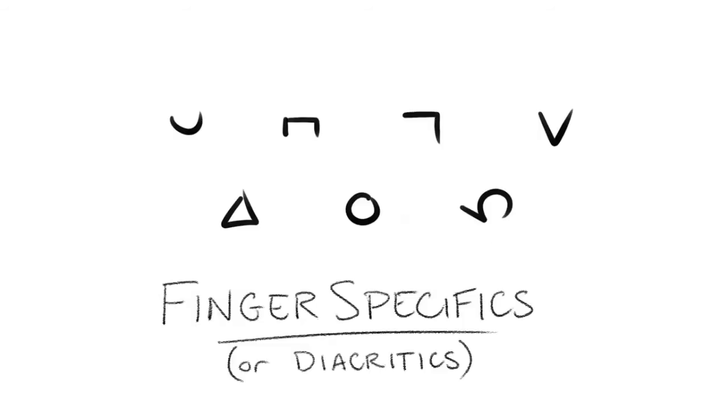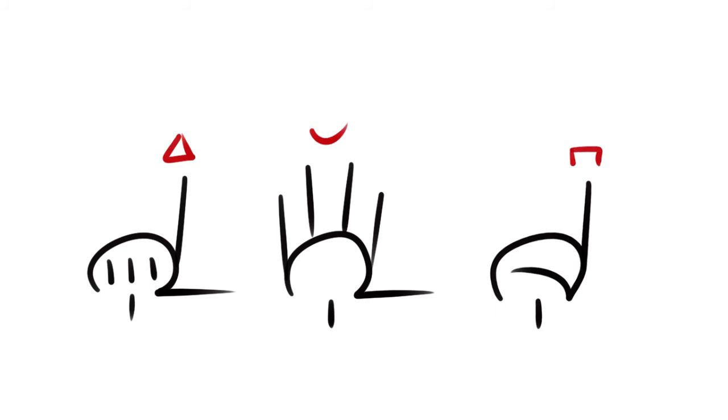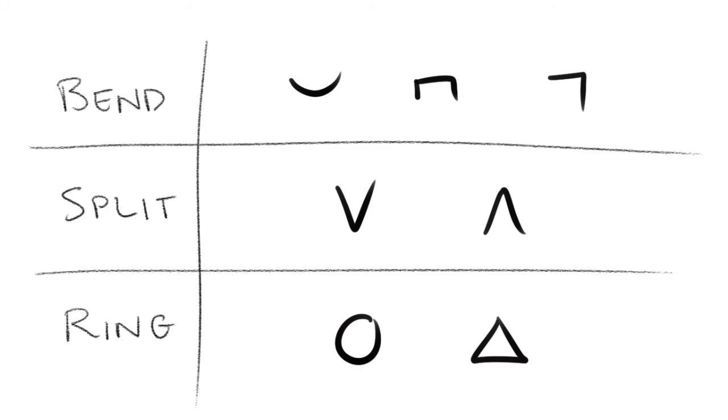Finger specifics, or diacritics, unlike the arm and hand specifics, do not get their own standalone symbols. Instead, they are written as diacritical marks above the hand specific, and the ones I'll be talking about in this video can generally be sorted into these vague categories.